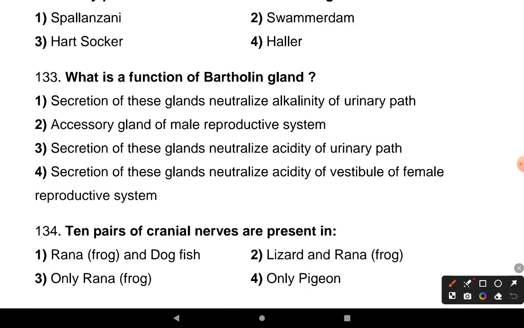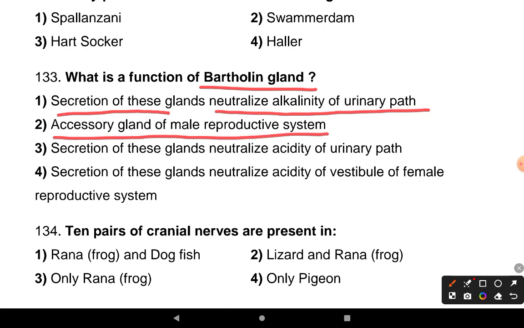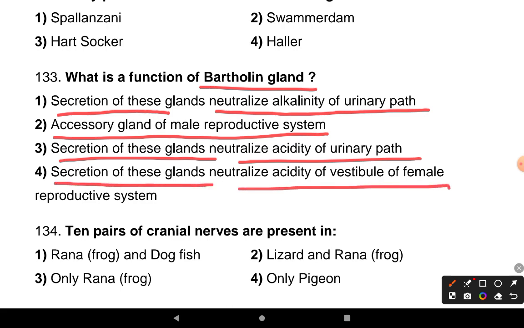Our next question is, what is the function of Bartholin gland? Secretion of these glands neutralize alkalinity of urinary tract, accessory gland of male reproductive system. Secretion of these glands neutralize acidity of urinary tract. Secretion of these glands neutralize acidity of vestibule of female reproductive system. So correct answer is option 4. Bartholin gland secretes liquid which neutralizes acidity of vestibule of female reproductive system.